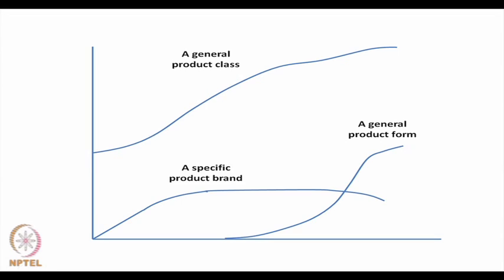Now, the diagram that we had drawn earlier is basically for a specific product brand, but there can be a situation where a general product class can continue. Say for example, I talk about TVs in general. So, TVs will continue, they will not actually decline so fast. TVs as a means of mass communication will continue for long, but a specific brand like Konark TV, for example, may show a rise, get matured and may fall, and some other brand may come in its place.